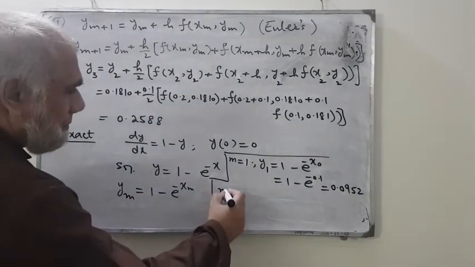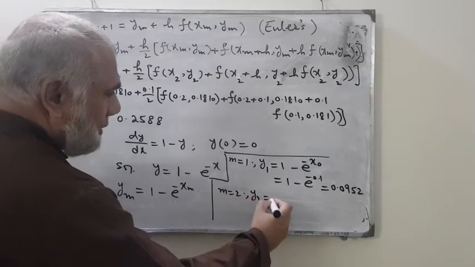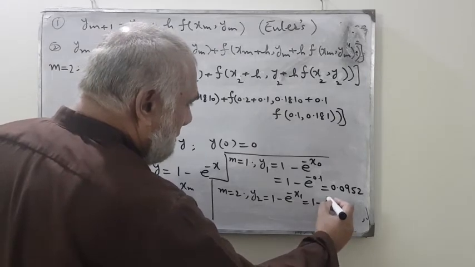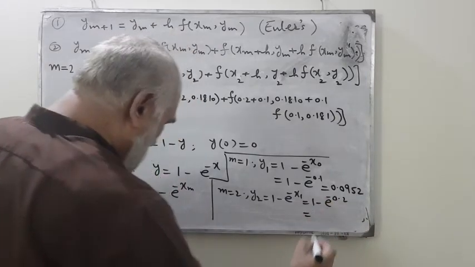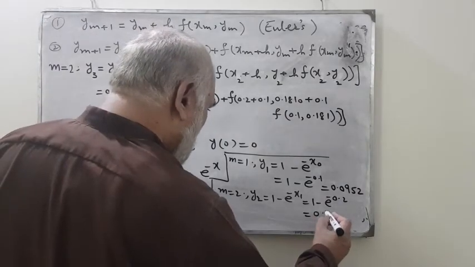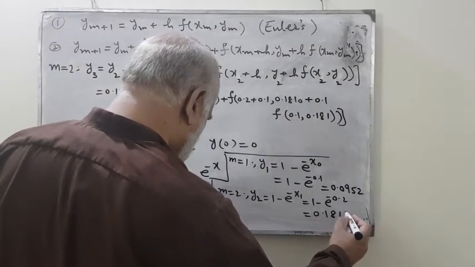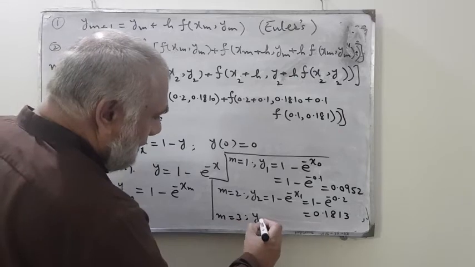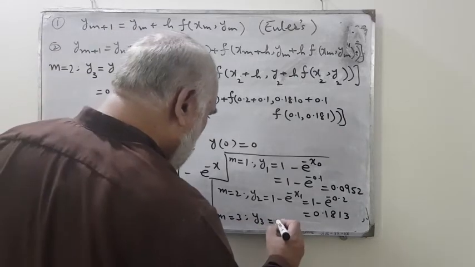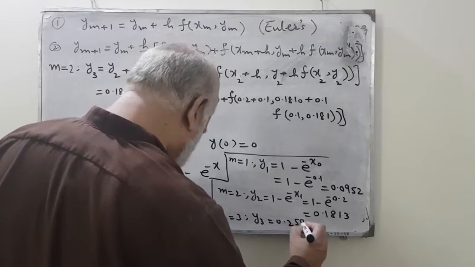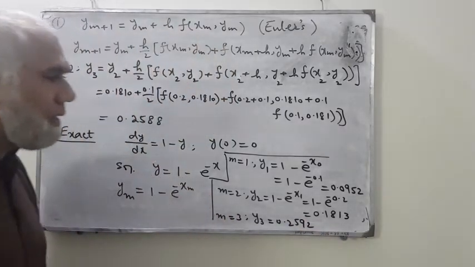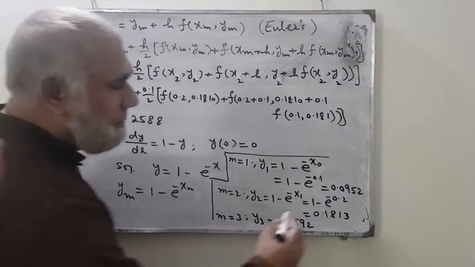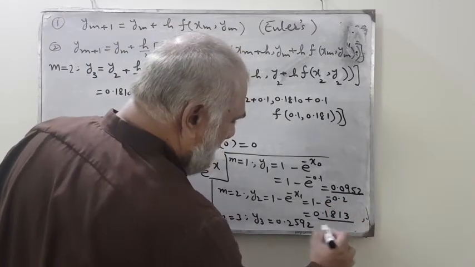For m equals to 2, y2 is equal to 1 minus e raised to minus x2. This is 1 minus e raised to minus 0.2, and we get 0.1813. Similarly, I hope you can do the next one yourself. So I write down the direct result here, 0.2592. So we got all the three results, and these are the exact solutions. Let me highlight them. This is your first value, second value, and the third value.